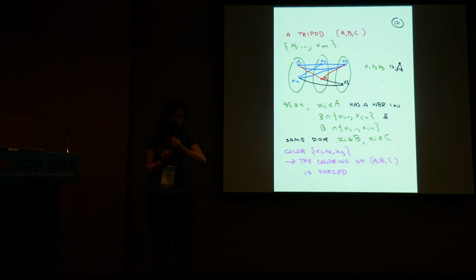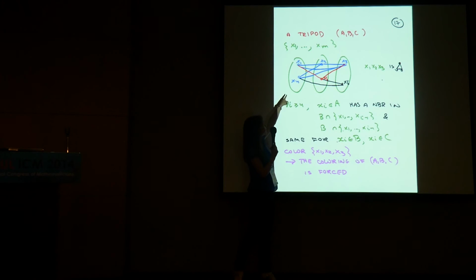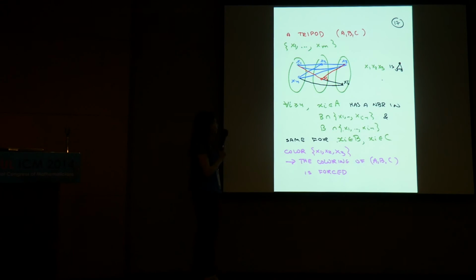So like I said, in the case when there's a triangle, I'm going to try and force as much of the coloring as possible. Well, I start with a triangle, and now I build what's called a tripod. And what that means is I add vertices whose color is forced. So I start with a triangle x1, x2, x3. Now I have a vertex called x4 that's adjacent to x2 and to x3. Well, I'm going to put it in the same blob as x1 because its color is forced to be the same as the color of x1.